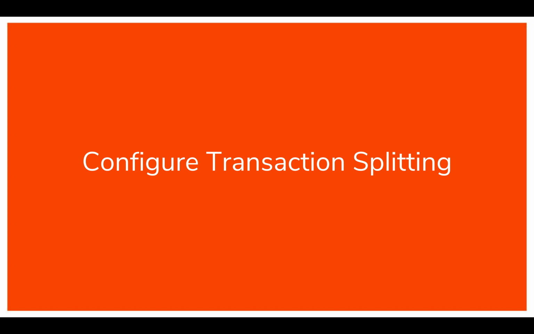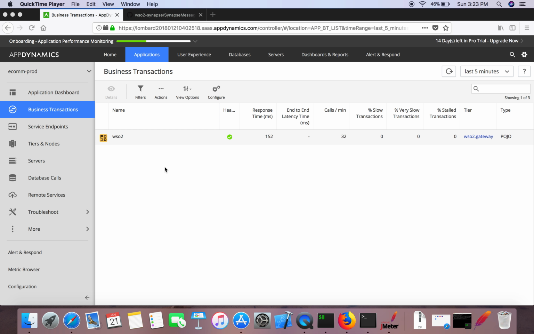In this session, we can see how we can configure transaction splitting. Transactions coming to my application stack are grouped into a single category in AppDynamics now. But I'm going to show you how you can split the transactions and monitor each and every API request separately.